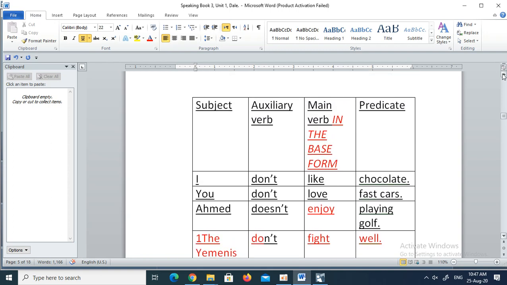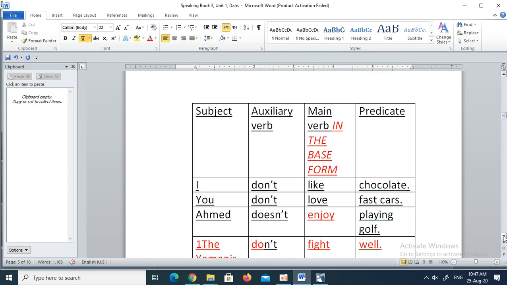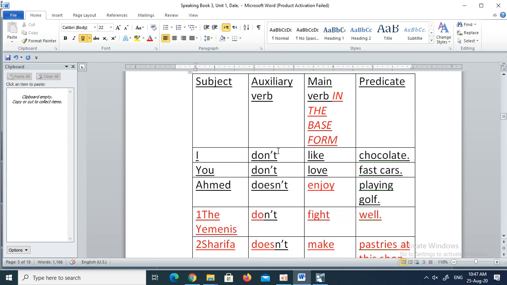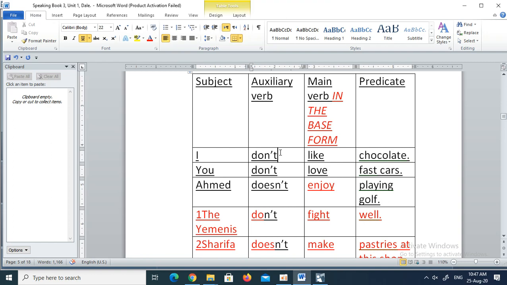Here, the sentence is in the present tense. I want to make it past tense. So by changing it from do to didn't.